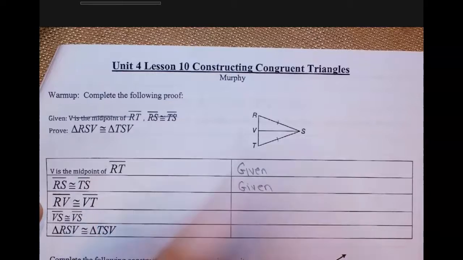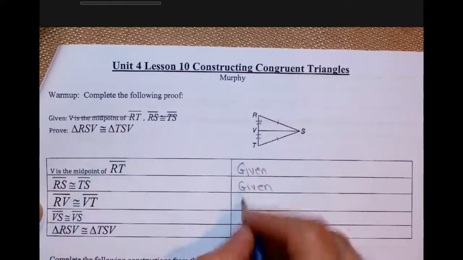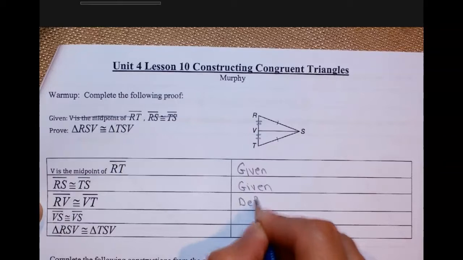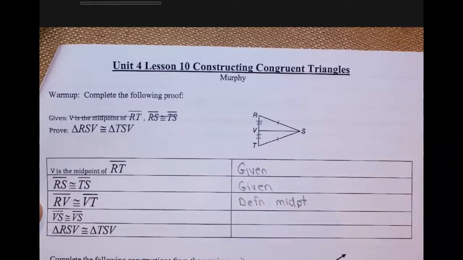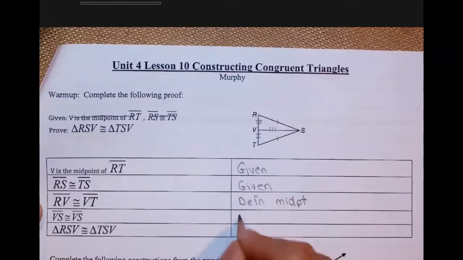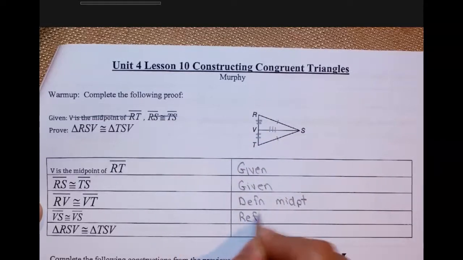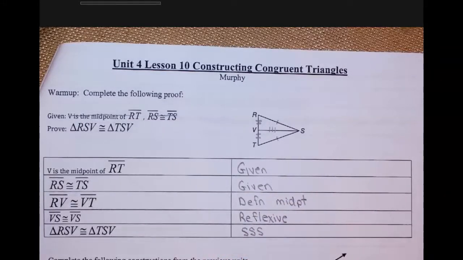RV is congruent to VT, and that is based on that original piece, which is we have a midpoint, so this is definition of a midpoint. We now have VS is congruent to VS. We know that's reflexive. And now when you look at your picture, hopefully you can recognize the triangles are congruent because of side, side, side.